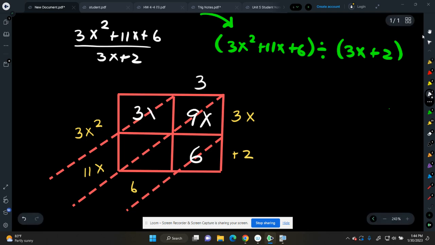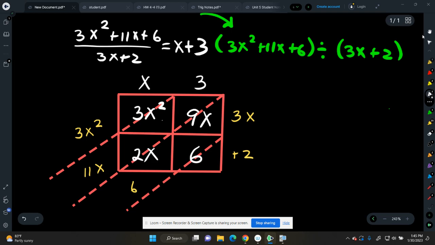What's our next step? Yeah, top left. So I'm going to put the 3x squared here. So what do I multiply 3x times to make that a 3x squared? X. Double check it. X times 3x equals 3x squared. So now we can finish this column and we can do x times 2, which is 2x. So we check our diagonals. 9x plus 2x equals 11x, so that's good. So this equals x plus 3. Okay?